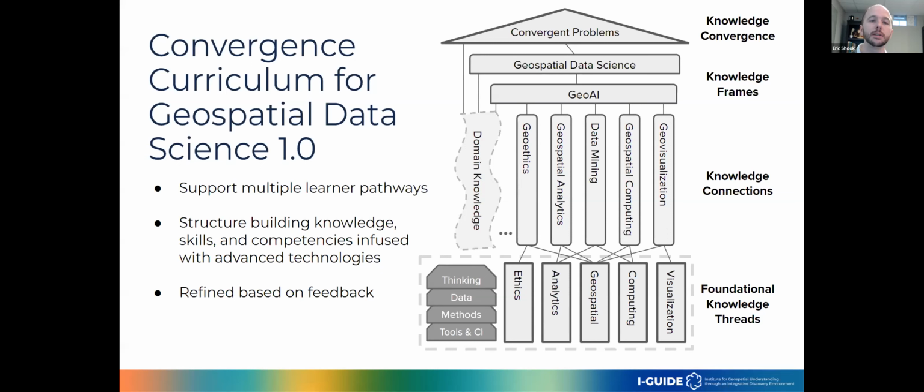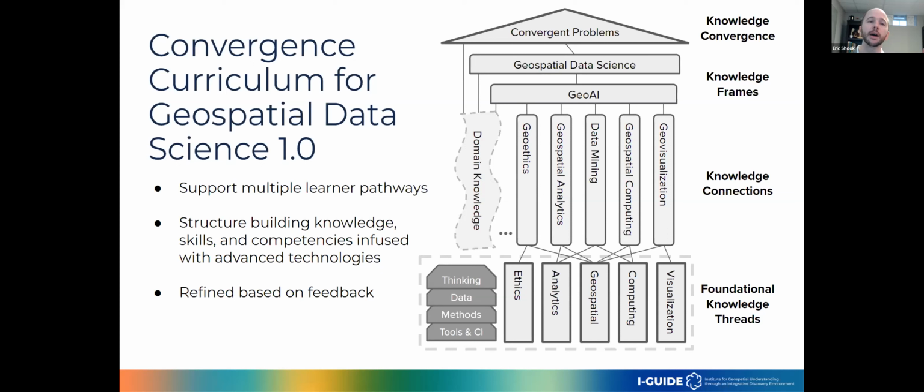And each of these foundational knowledge threads have their own ways of thinking. So we have geospatial and spatial thinking, we have computational thinking. They have their own way of working with data. They have their own sets of methodologies, and they have their own tools and cyberinfrastructure, CI, that you tend to use when you're working in these spaces.